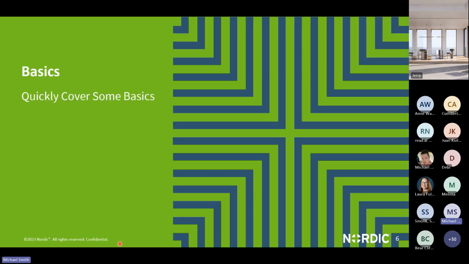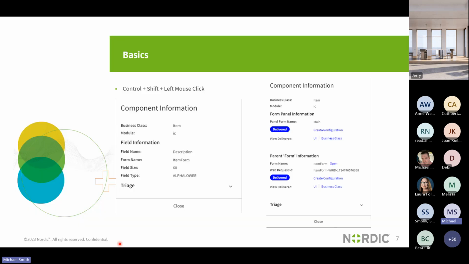So quickly, some basics around Config Console. This first one I think everybody knows at this point, but just wanted to include it and we won't spend much time on it. But your Control Shift left mouse click will give you specific field information, and then on your forms and pages will actually let you create configurations directly from there or launch into either the UI or the actual business class logic to view it.